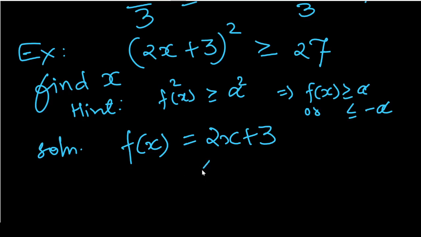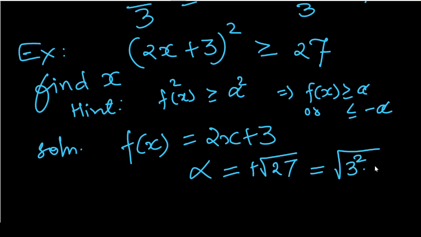So what is alpha here, guys? Under root of 27. Because we will take alpha to be positive only, 27 would be 3 cube, so we can write it as 3 square into 3. So alpha is, under root of 3 square becomes plus 3 root 3. Alpha is 3 root 3.